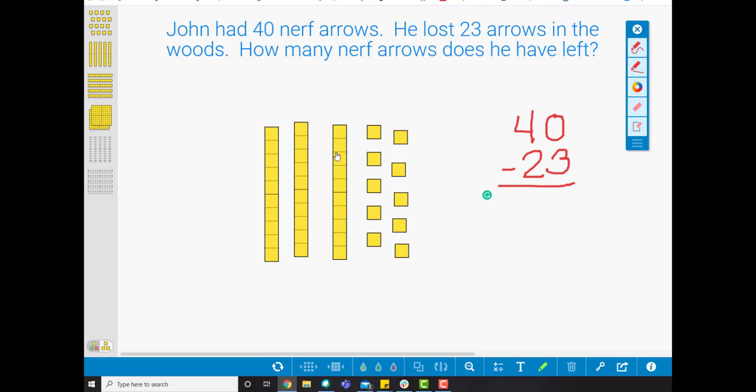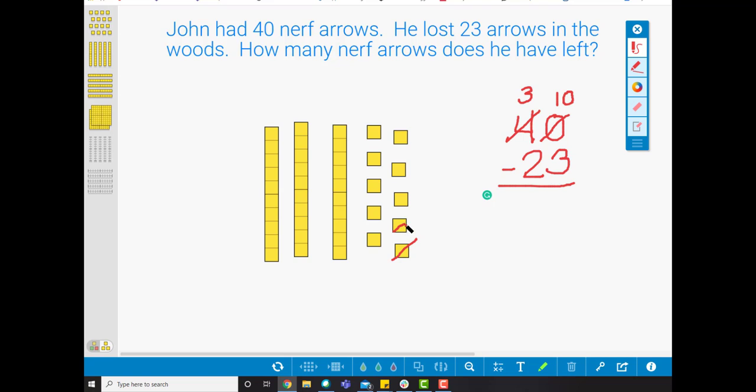So now that I have decomposed a 10 into 10 ones, I actually have 3 10s, and I have 10 ones. So basically what I have done is I have renamed or regrouped this number. So now I'm saying that 40 has the same value as 3 10s, which is 30, and 10 ones, okay? Now that I have done this regrouping, I can now subtract my 3 ones.